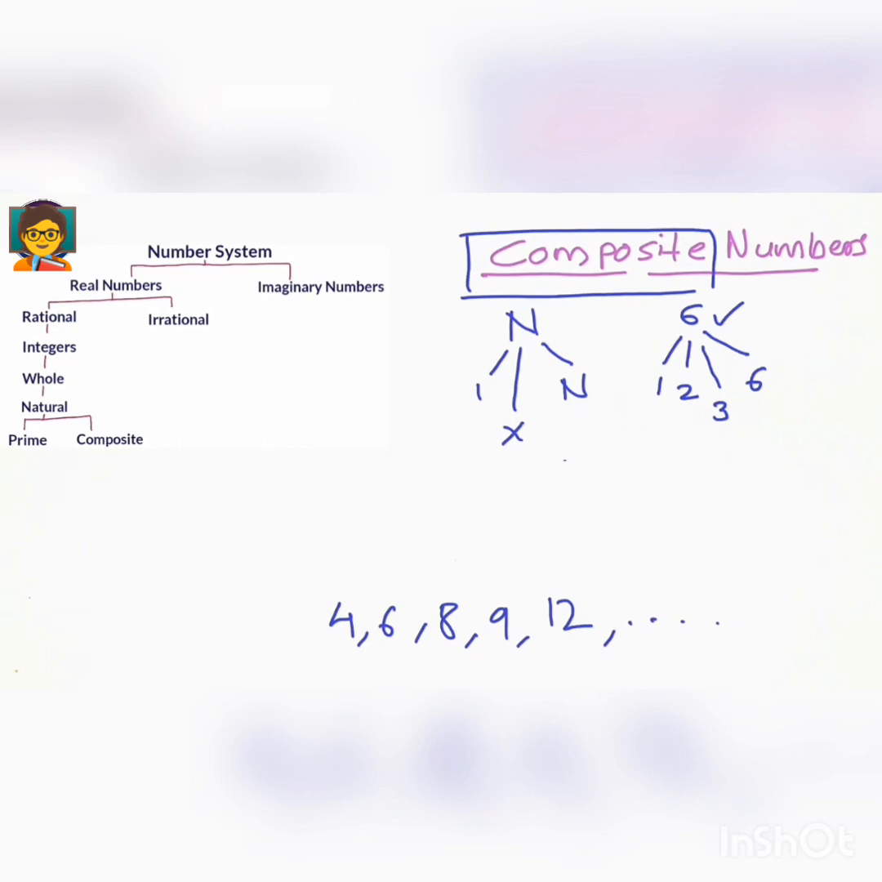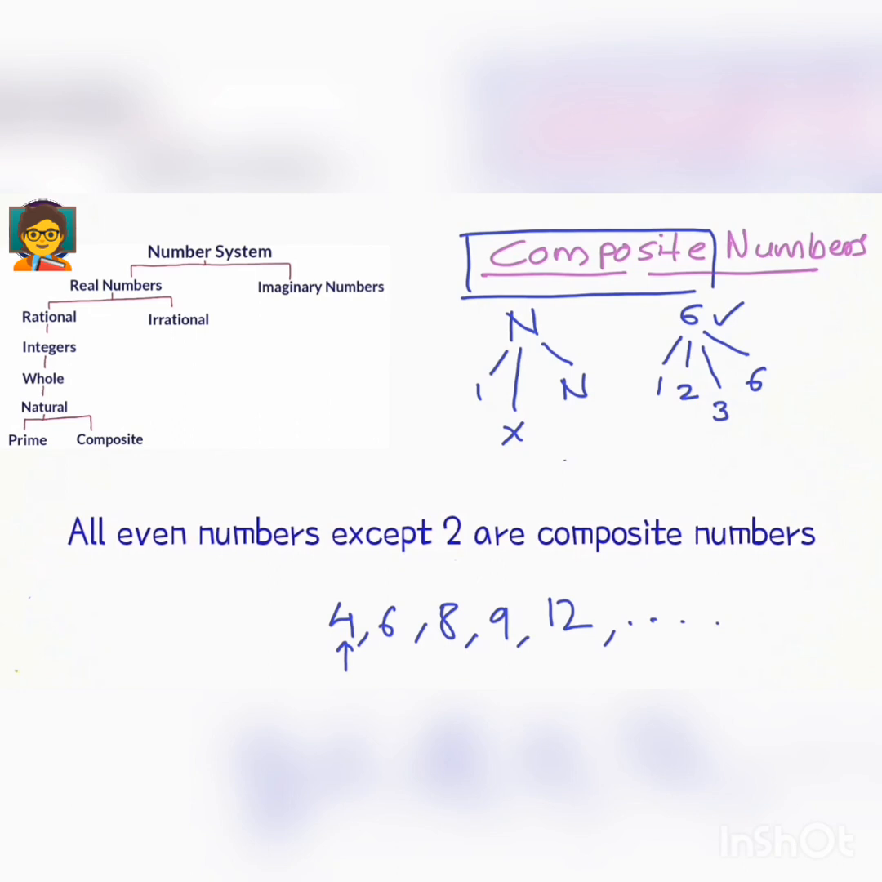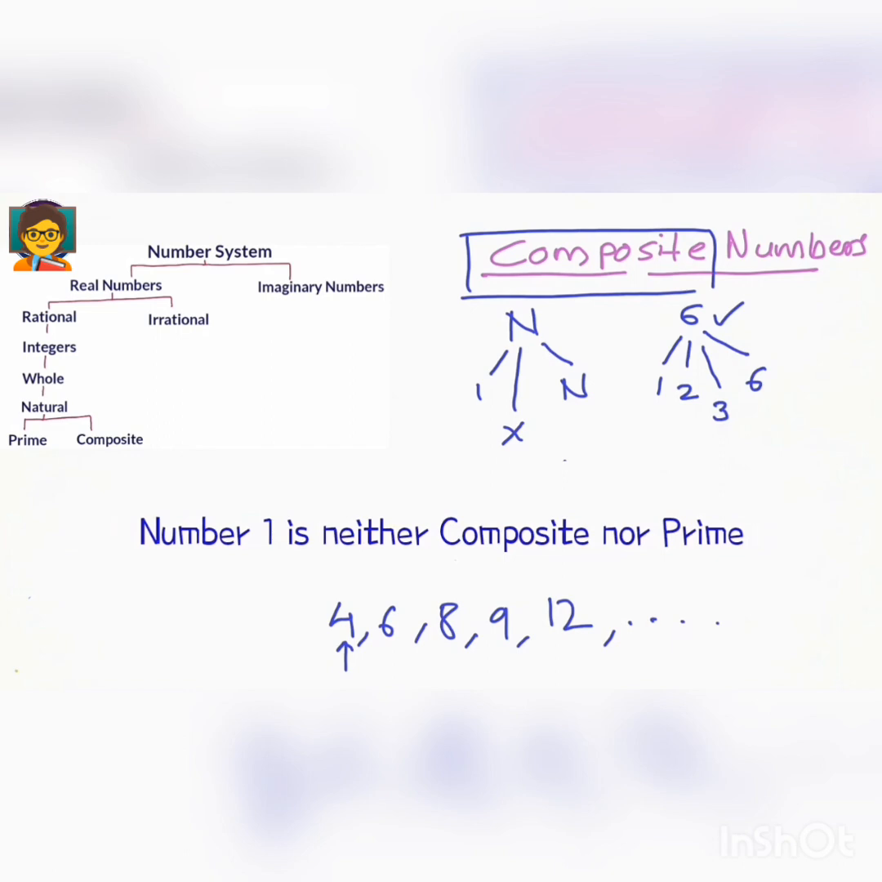Now let's understand some important facts about the composite number. The first composite number in the series is 4. All even numbers except 2 are composite numbers, as all even numbers are divisible by 2. Number 1 is not composite or non-prime. Please remember this fact. Number 1 is a special number.